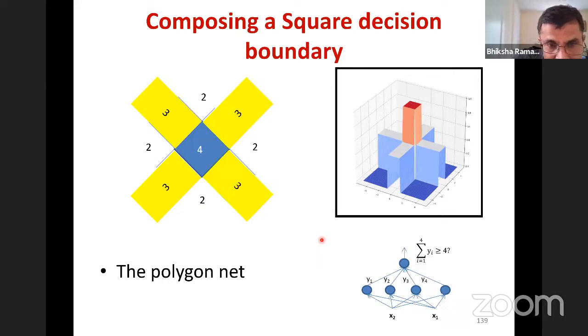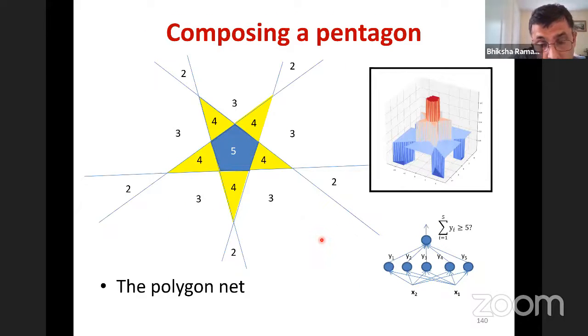Now, suppose I go up to a pentagon with 5 sides. Then I can do this with 5 neurons. The sum of the 5 neurons is going to be 5 in here. It's going to be 4 in these little triangles. It's going to be 3 in these other regions. It's going to be 2 in yet other regions. It never goes below 2.